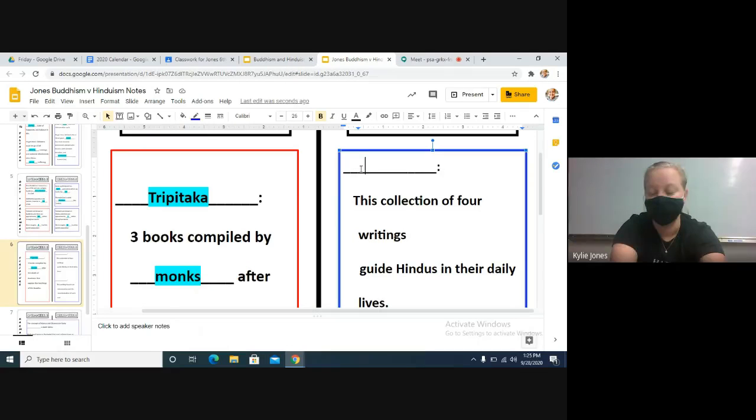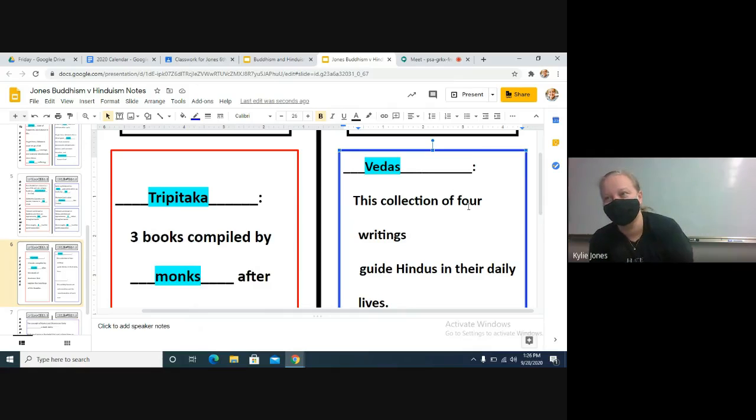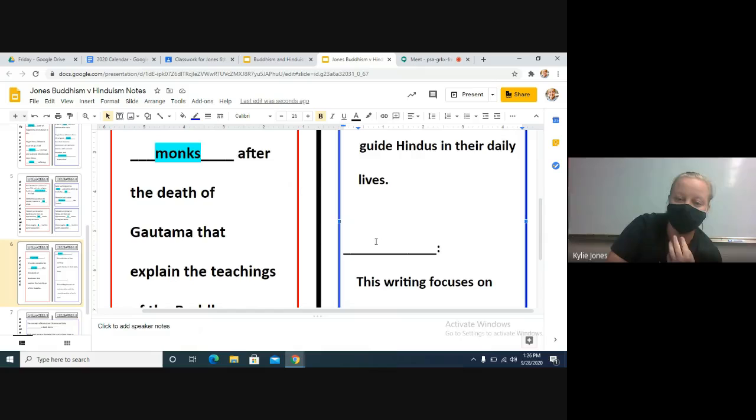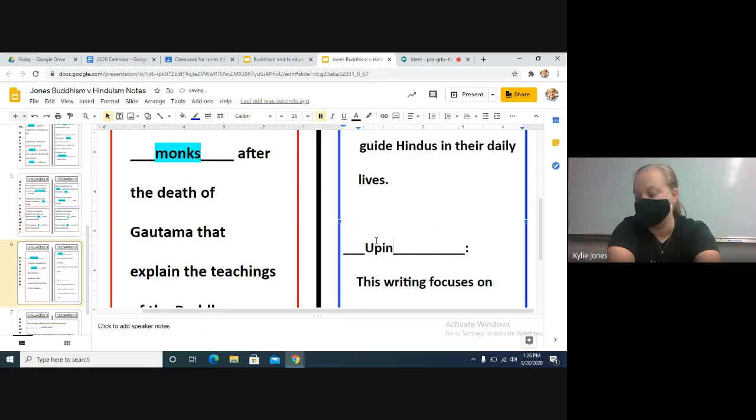So let's type that in. So the Vedas are the 4 writings. Give you a second to type that. My computer's gonna die. I might have to move in a second. Okay, so the Vedas are the first one, and then our second blank there is the Upanishads. Okay, so we get that typed out, the Upanishads. We got one last slide left. We're almost done.